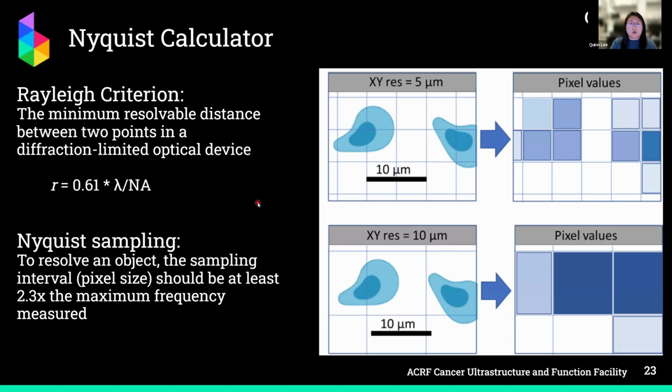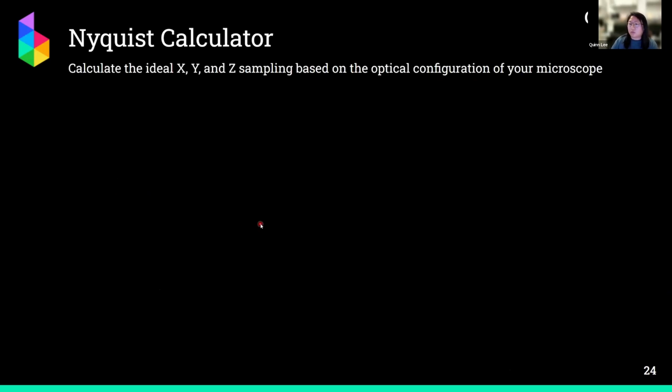And per Nyquist's theorem, it's recommended generally to sample at least 2.3 times the highest frequency to faithfully reproduce structures at the maximum resolution allowed by the objective. So putting these two concepts together, we can generally aim for your pixel size to be about 2 to 3 times smaller than your theoretical optical resolution to be sampled according to Nyquist.